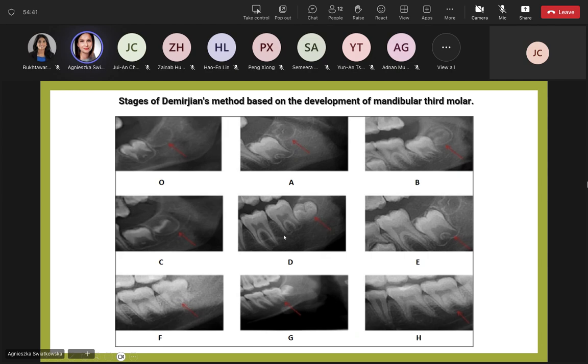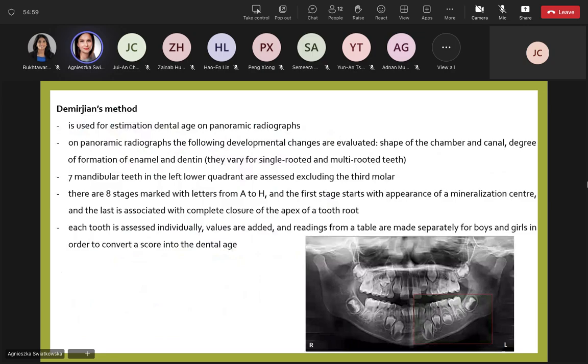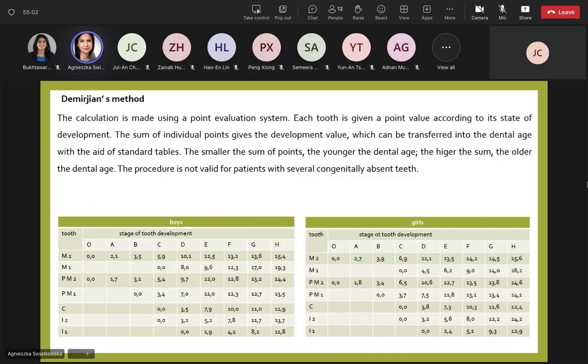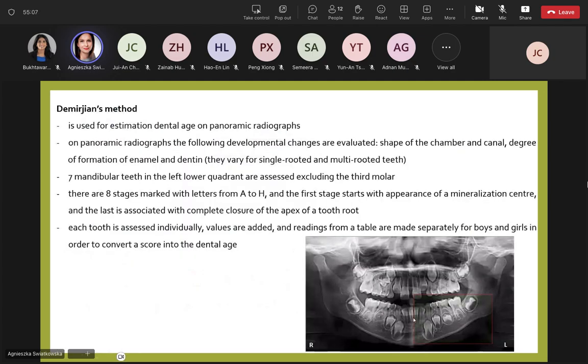So in fact, you can estimate the stage for each tooth. You can look at each tooth and estimate the stage of this tooth. But if we ask you about estimation of the patient's dental age, you only choose, and you should add the teeth from central incisor to second molar in the lower arch on the left side.